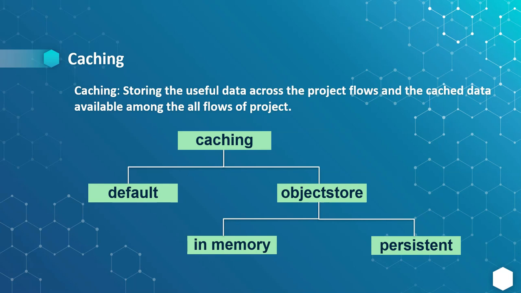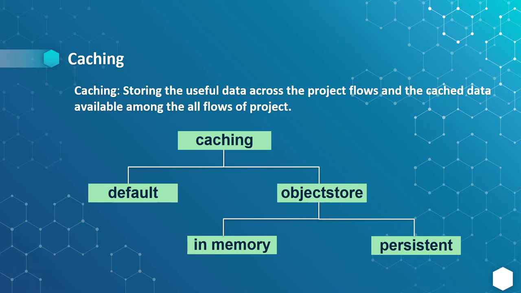Suppose in a flow I set data into the cache, then after that I can use that cached data among all the flows. So this is also called global scope. The caching mechanism is also called global scope.